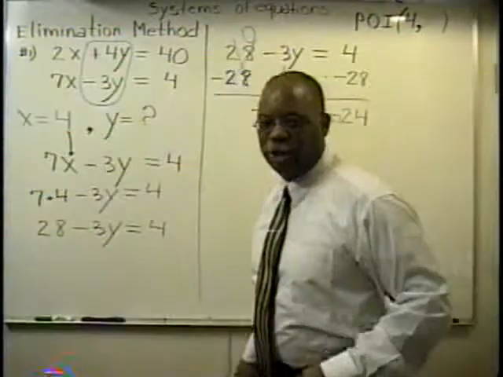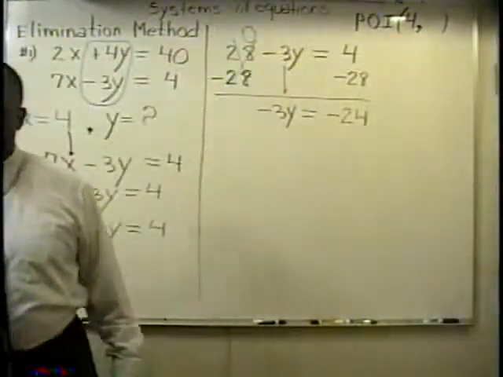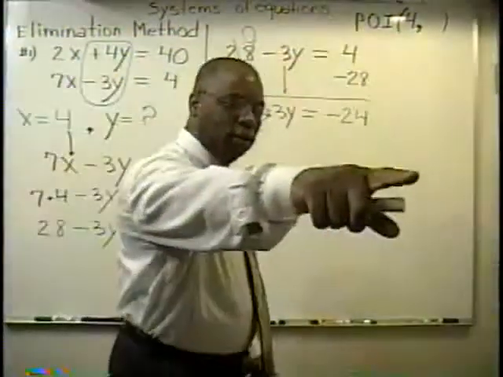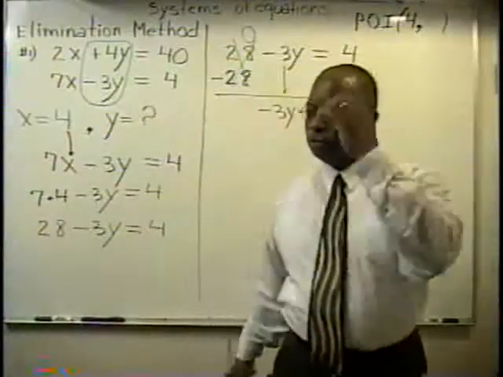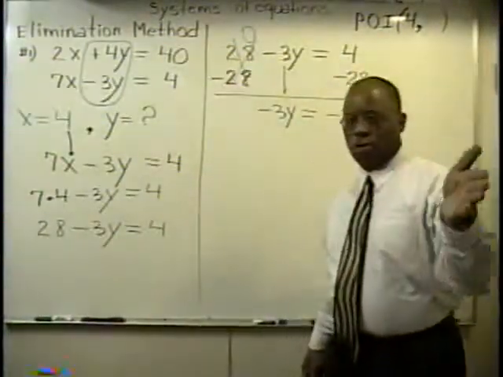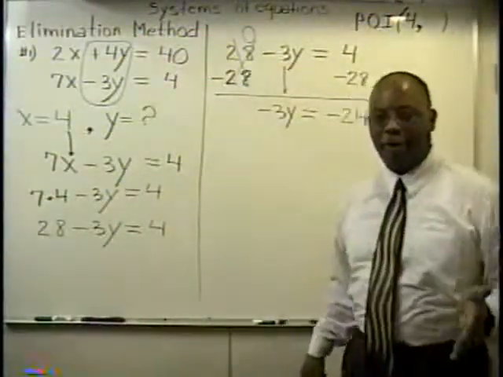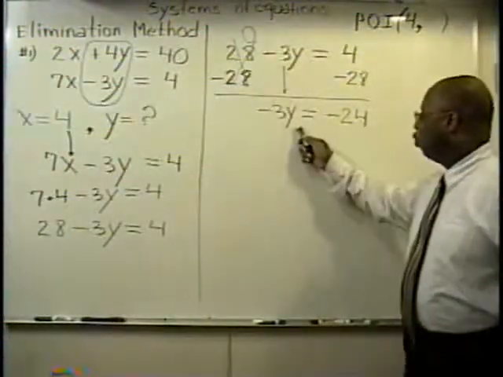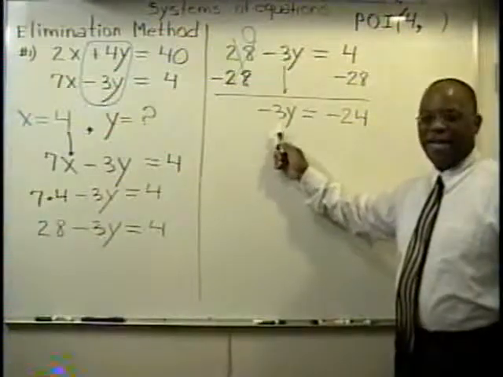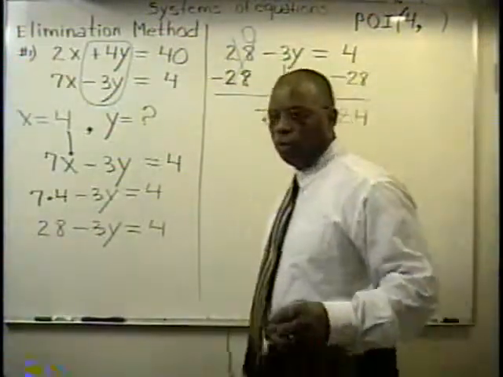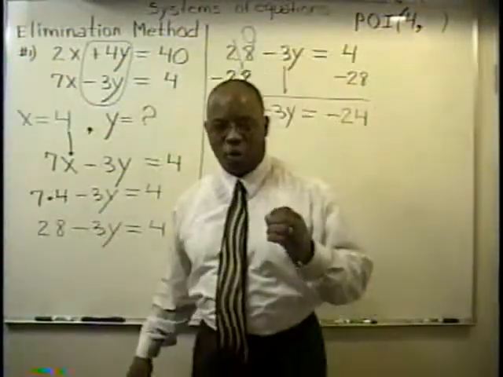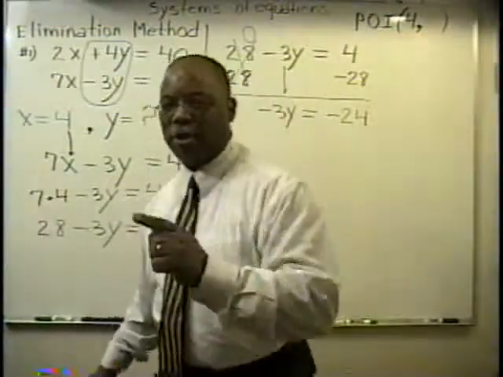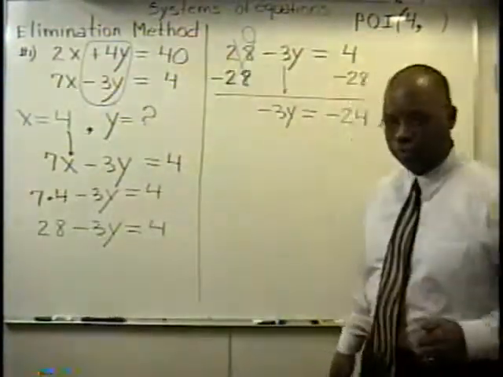Now, what do I do now? Do I still have y by itself? You all agree we don't. Okay, so what's happening here? The y is being multiplied by that negative 3. So we have to think opposite operations when we're working with equations. So if they're multiplying by negative 3, what are you going to do?